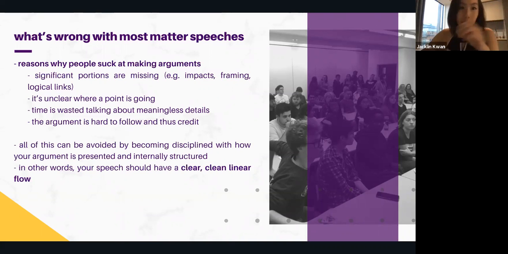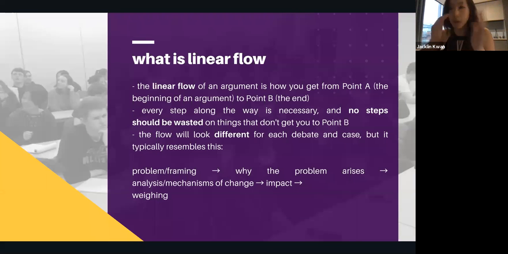And what do I mean by linear flow? So what is linear flow? Linear flow basically is how your argument gets from the beginning to the end. So it seems a little bit tongue-in-cheek when I say this. And I'll try to explain a little bit more further on and use analogies so all of you can understand what I mean. For linear flow to work, every step along the way from getting from point A to point B is necessary. Every step is getting you closer to the end point of that argument, and you don't make any unnecessary detours or diversions.